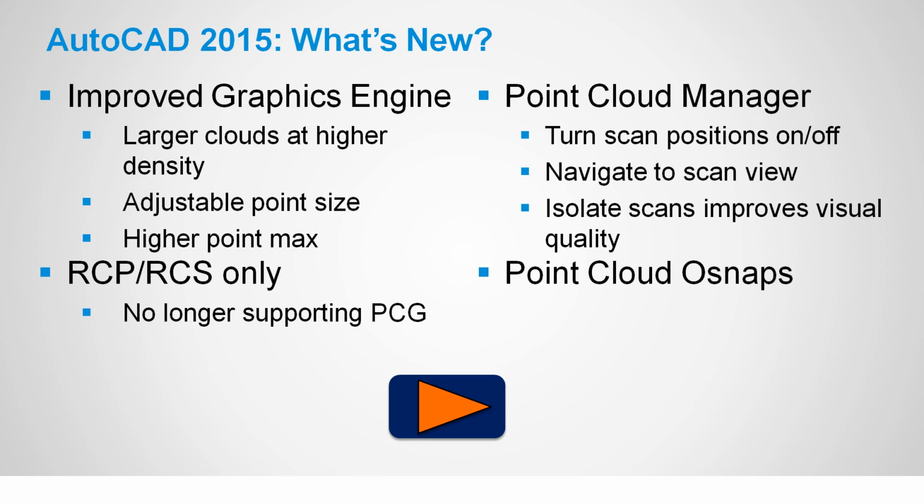Finally, point cloud OSNAPs are being introduced. In previous AutoCAD versions, you could use your standard 2D OSNAP to snap to points. Now you need to use the point cloud OSNAP that works directly with Autodesk point clouds. So let's take a look at a short video that covers these features mentioned on screen.